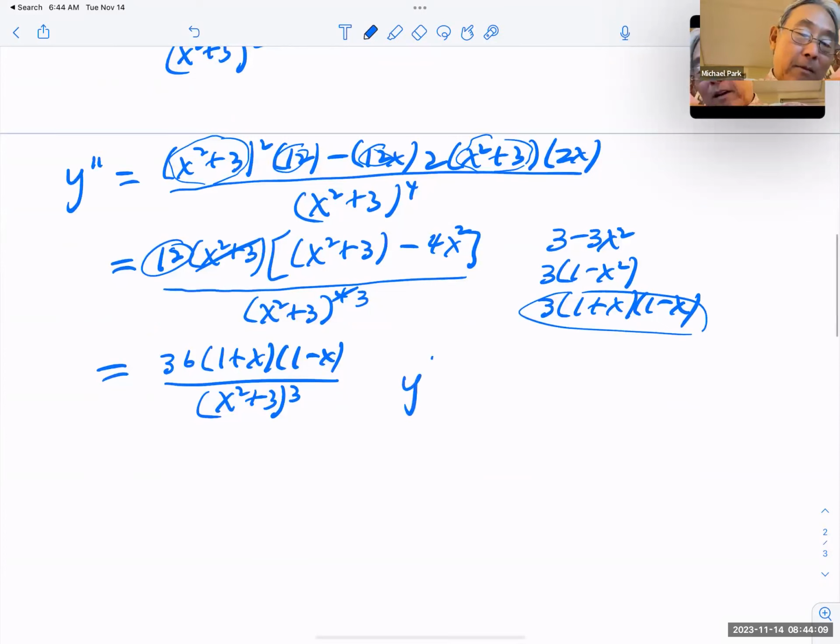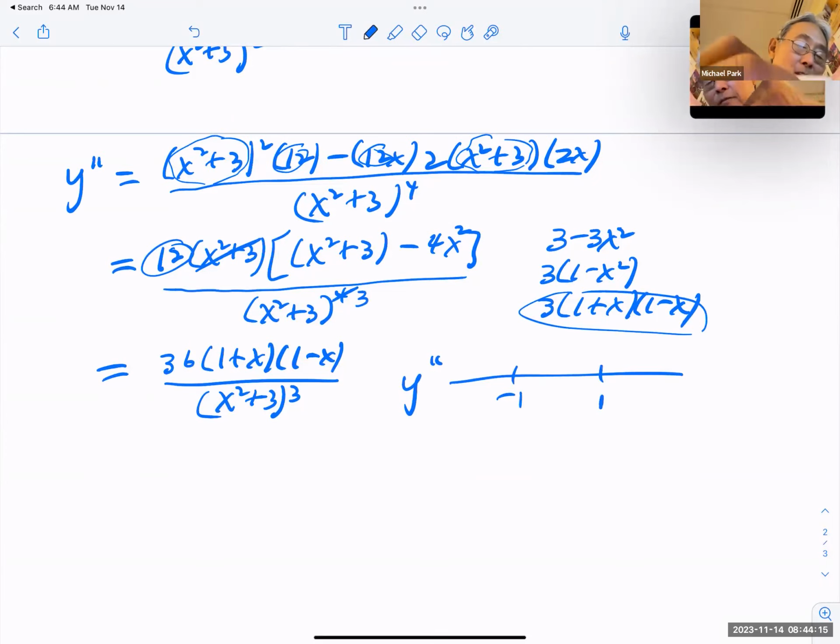So now we make our number line. Don't forget to label it. What makes the top 0? -1 and 1. What makes the bottom 0? Nothing. In fact, the bottom is always going to be positive. So if you plug in a number bigger than 1, you're going to get negative on the top and positive on the bottom. So it's going to be minus, plus, minus. So it's concave down here, concave up, concave down.